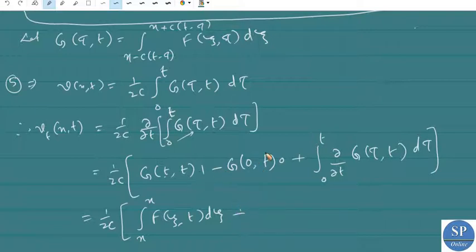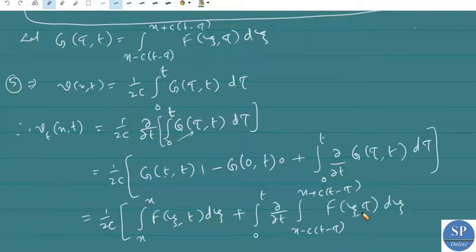into 1, minus this is 0, plus the integral of this, that is integral 0 to t dou by dou t of g of this. So g is this, so we have to integrate from x minus c into t minus tau to x plus c into t minus tau of f of zeta comma tau d zeta. This is actually g of tau, into d tau. Okay.